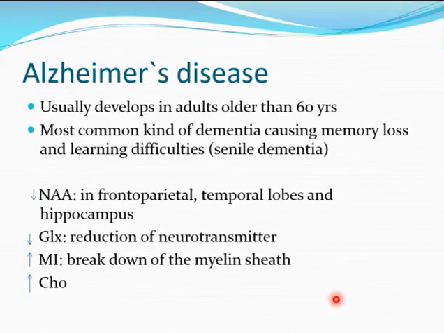Regarding Alzheimer's disease, it usually develops in adults older than 60 years. It is the most common kind of dementia, causing memory loss and learning difficulties, senile dementia. It will show the loss of neurons, decreased neuronal integrity, obviously decreased NAA peak, okay? Decreased glutamate due to reduction of the neurotransmitter, and increased myoinositol and choline.